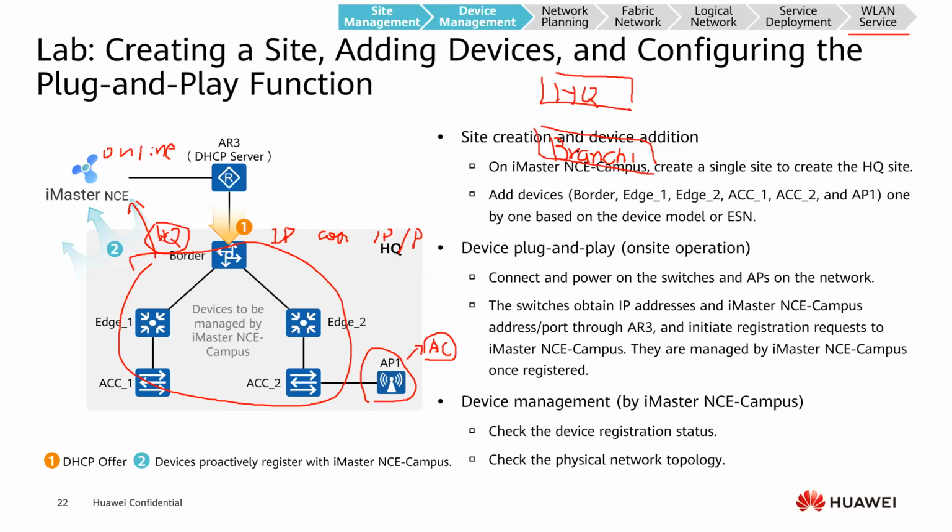And on the controller, you will also create two sites. For the HQ, you have 5 devices. For the branches, you have another 4 devices, for example. And these devices are isolated from each other, and you will do the deployment isolated as well.